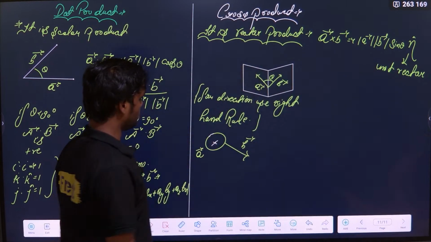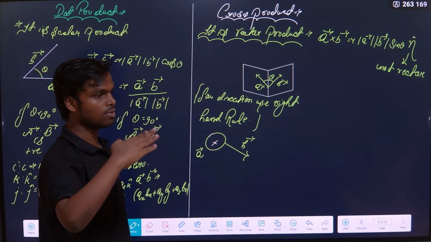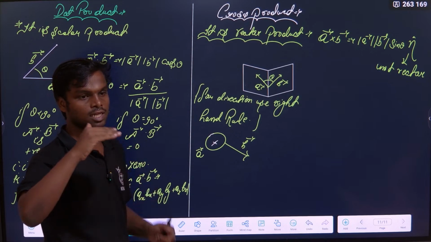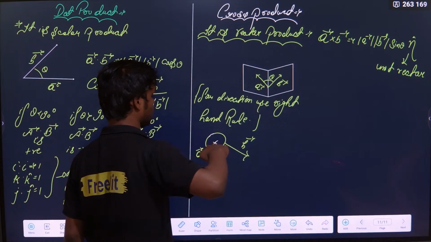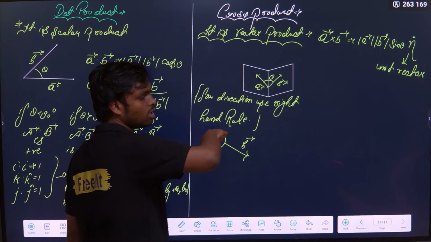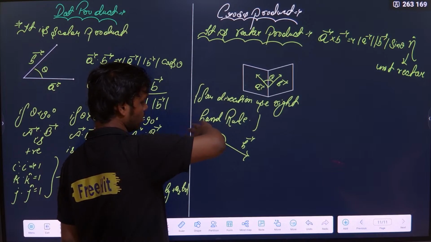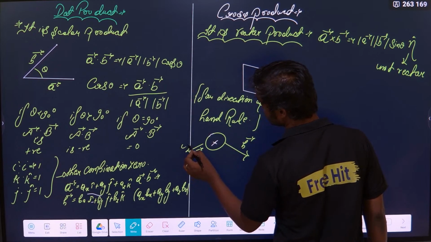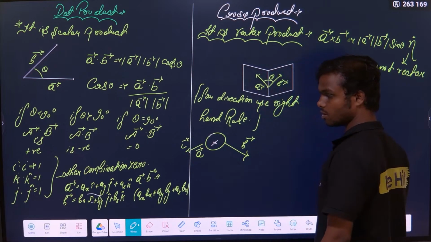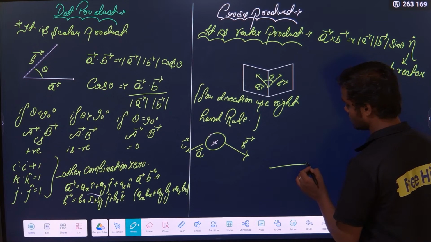So how to find it? First you have to keep your fingers in the direction of the A vector. A cross B we have to find, so A is inside. Then you have to curl toward the other vector. A is inside, curl toward B. A cross B, the direction is like this. So you will get the C vector like this. Clear?